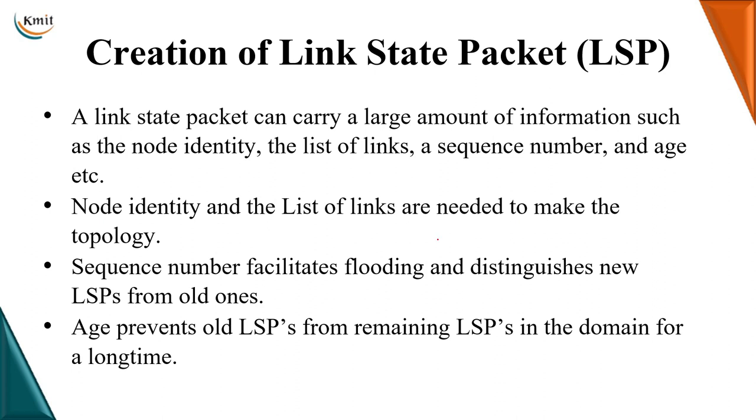So we will first learn about the first step, creation of the link state packet. That means, what does this link state packet consist of? It consists of a lot of information, such as the node's identity. The node name is A. The list of links, for example, it is connected to B, C and D. Then a sequence number. Sequence number for what? Not for the node, but for the LSP that I am creating. For the link state packet I am creating, I will maintain a sequence number so that I can solve the problem of flooding.